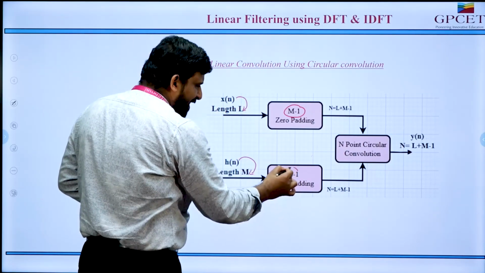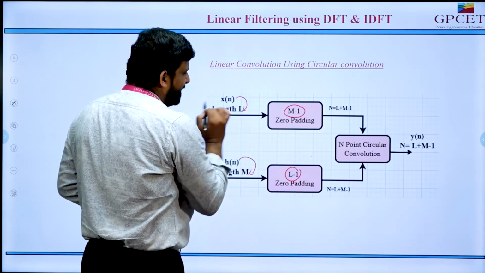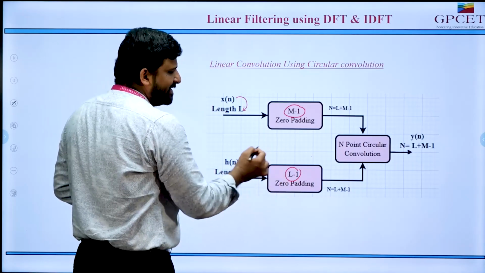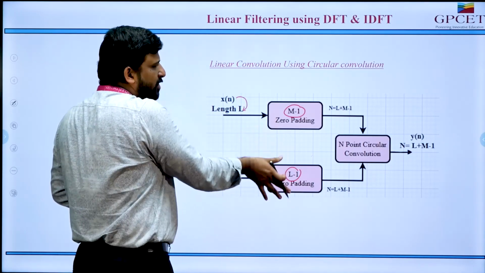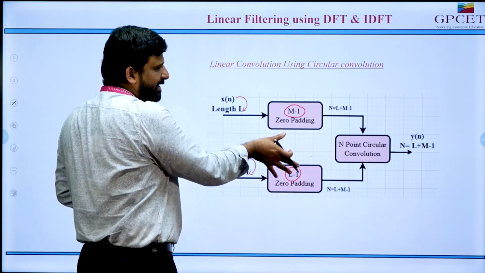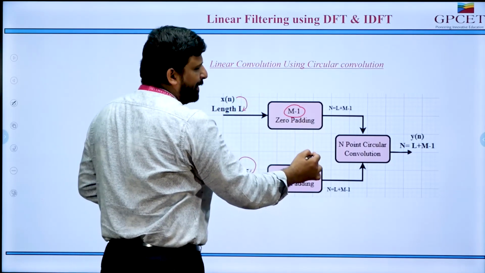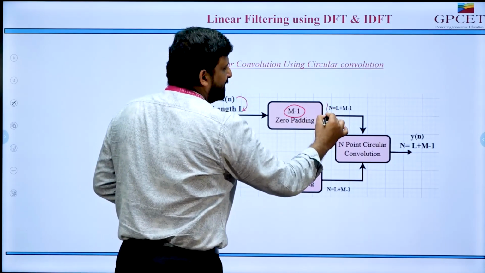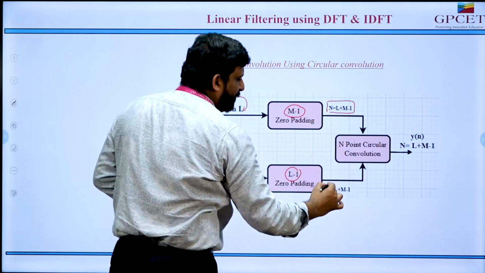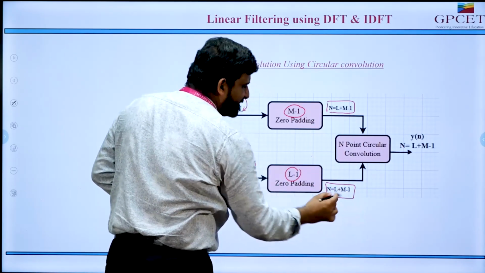And for h of n, we are adding L minus 1. What is L? L is the length of x of n. L minus 1 zeros are added. So both zero paddings are done here. After padding, both lengths are N is equal to L plus M minus 1.